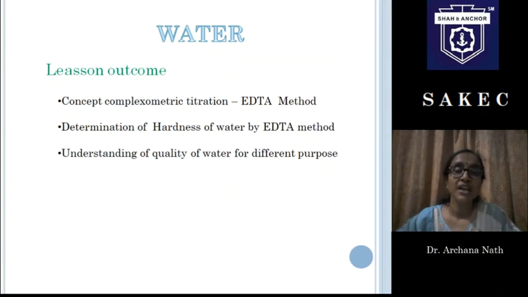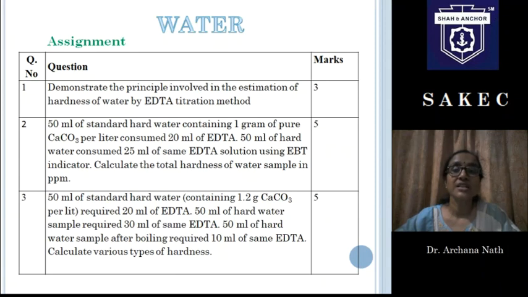Now I think you will be able to determine the hardness of water by the EDTA method. You will be able to calculate when we know the result of the titration. Now you have an idea of complexometric titration by the EDTA method, and you will understand the quality of water for different purposes. When we know the hardness, we know the quality, as the scale has been discussed in the previous lecture. So here is an assignment for you.